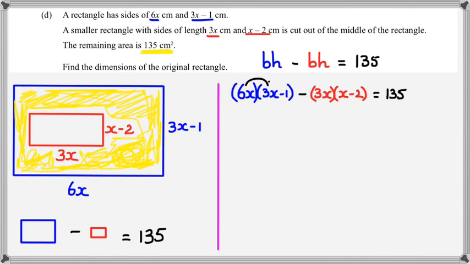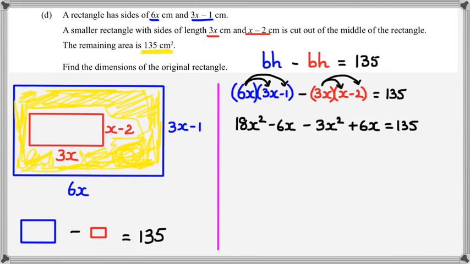I'm going to do 6x times 3x first, which is 18x squared, and 6x times negative 1, which is negative 6x. Then minus, and be careful with this minus here, because a lot of people make mistakes with this, and I'll show you where. Negative 3x multiplied by x is negative 3x squared. This is the part where people make the mistake of putting 3x multiplied by negative 2 as negative 6. But in fact, you've also got that negative in front of the 3x, so you're going to have positive 6x when you expand this out. And all this equals 135.